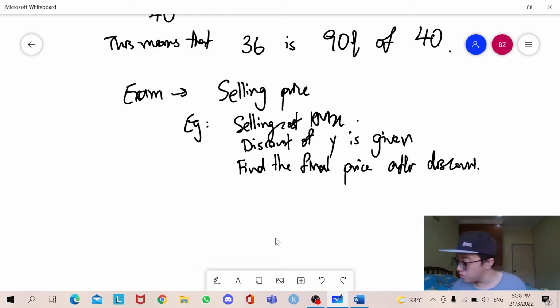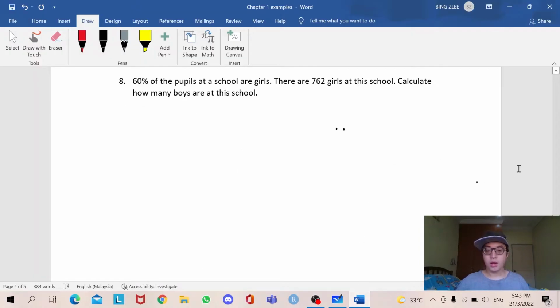All right, I mean, that's all I will have to say for percentage. So let's jump straight into the examples. All right, so we are here at our first example of percentage. So 60% of the pupils at the school are girls, and there are 762 girls at this school. So calculate how many boys are there at this school. So I'm not sure about the grammars, but just take note of it.